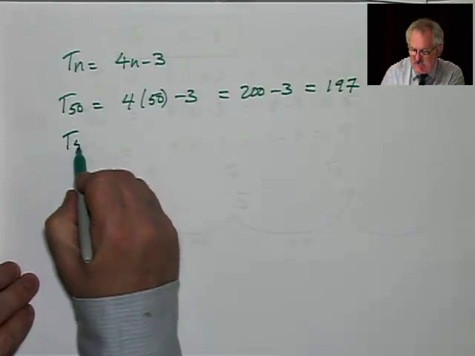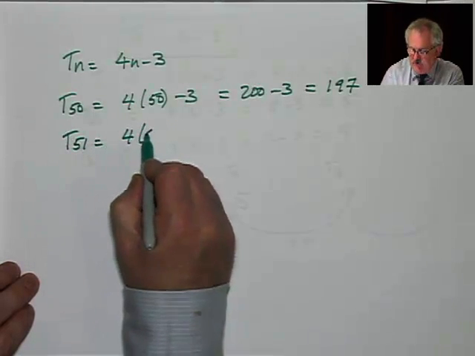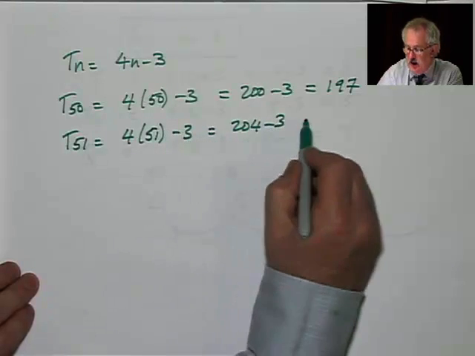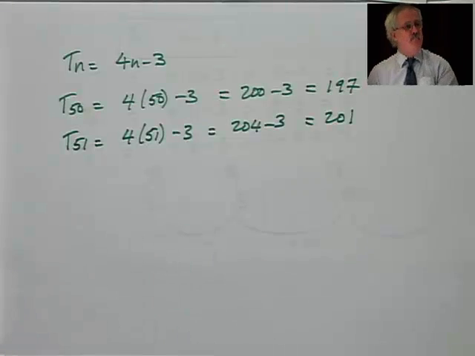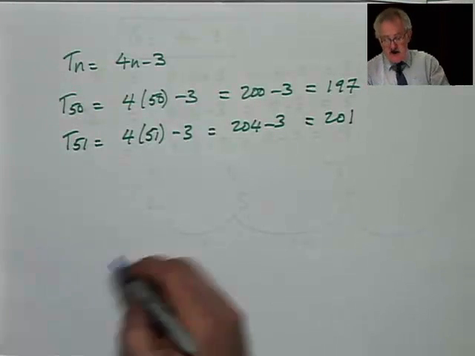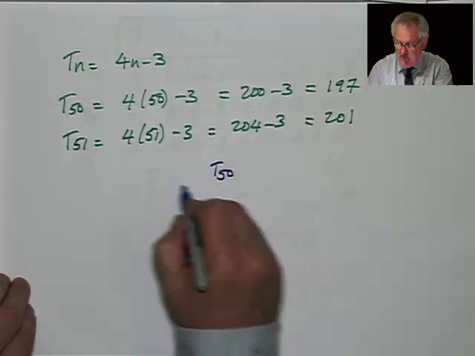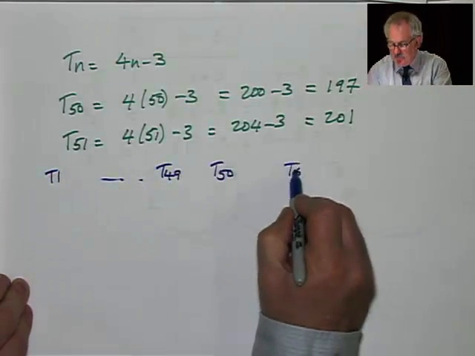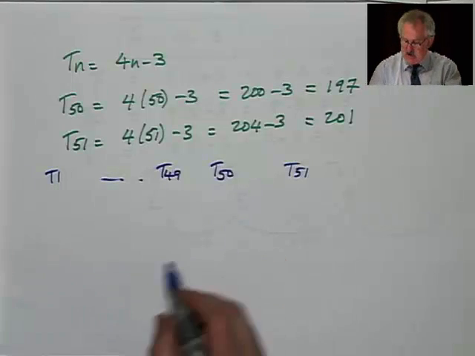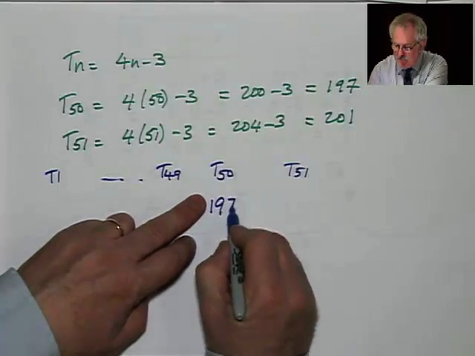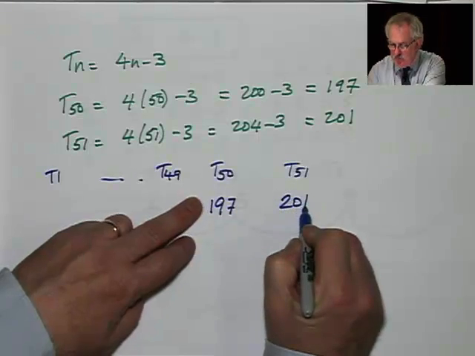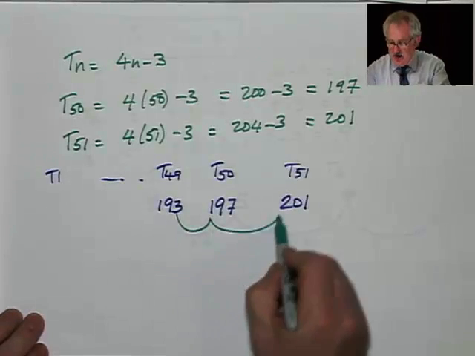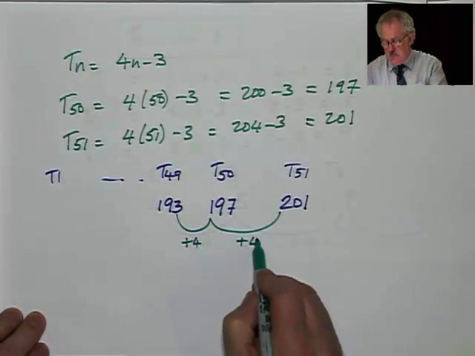If we had tried T51, we'd say 4 times 51 minus 3. That'll be 204 minus 3, which would be 201. What this is really saying is that term 50, term 49, all the way back to term 1, and term 51: the number at this stage for 50 is 197, and this is 201. My guess is that this is going to be 193 because everything is linked by the plus 4.